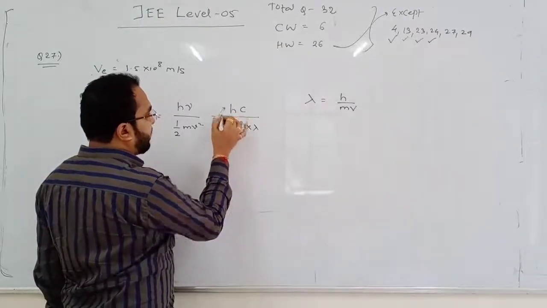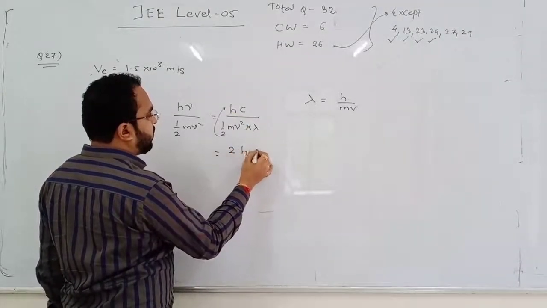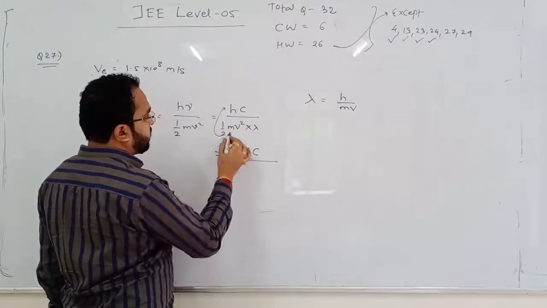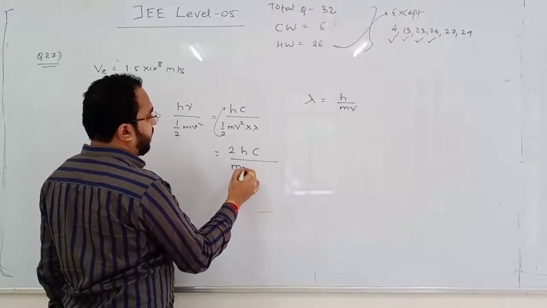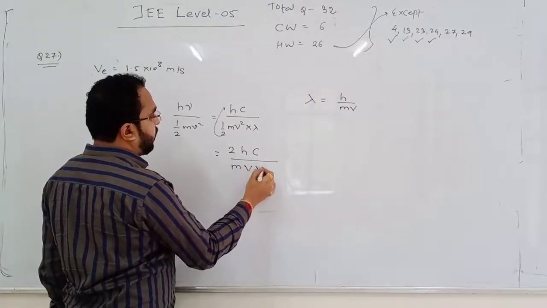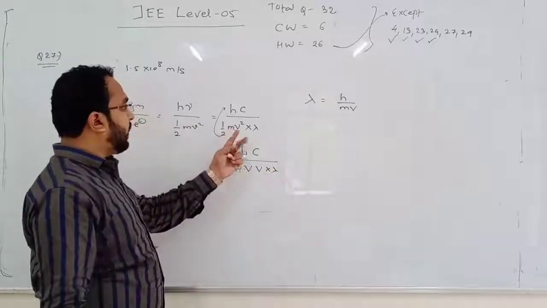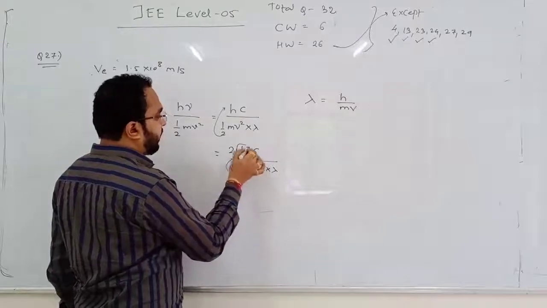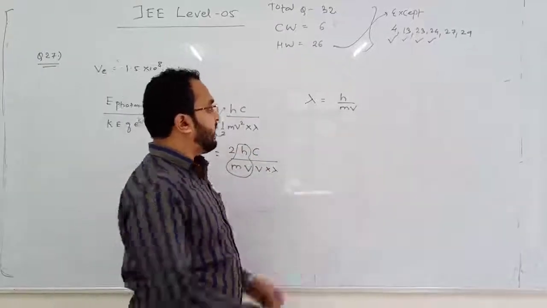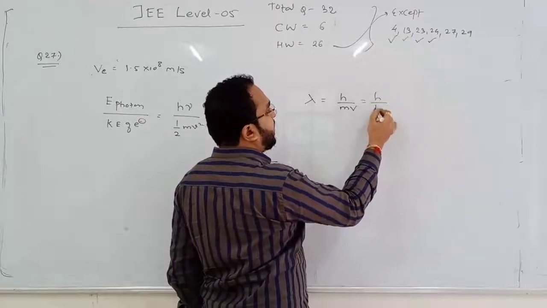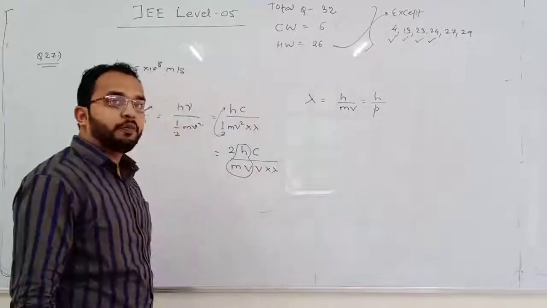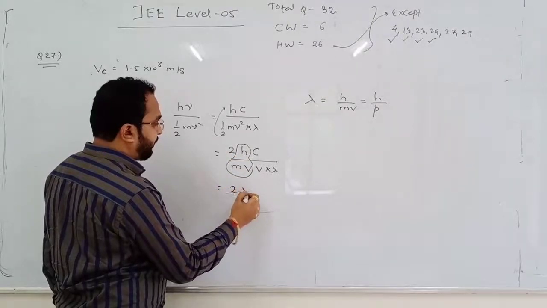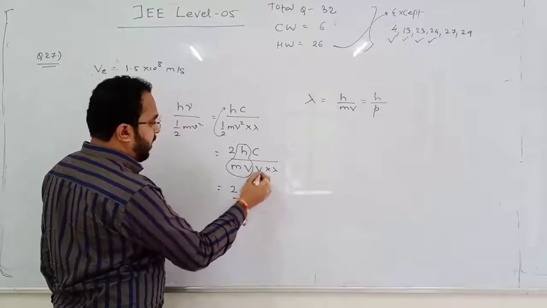This 2 will go up, 2 h c upon m v v into lambda. This v square I write as v v. Now what is this h upon mv? h upon mv, that is h upon p. h upon momentum is the lambda, de Broglie's hypothesis. So from here h upon mv is nothing but lambda, into c upon v into lambda.